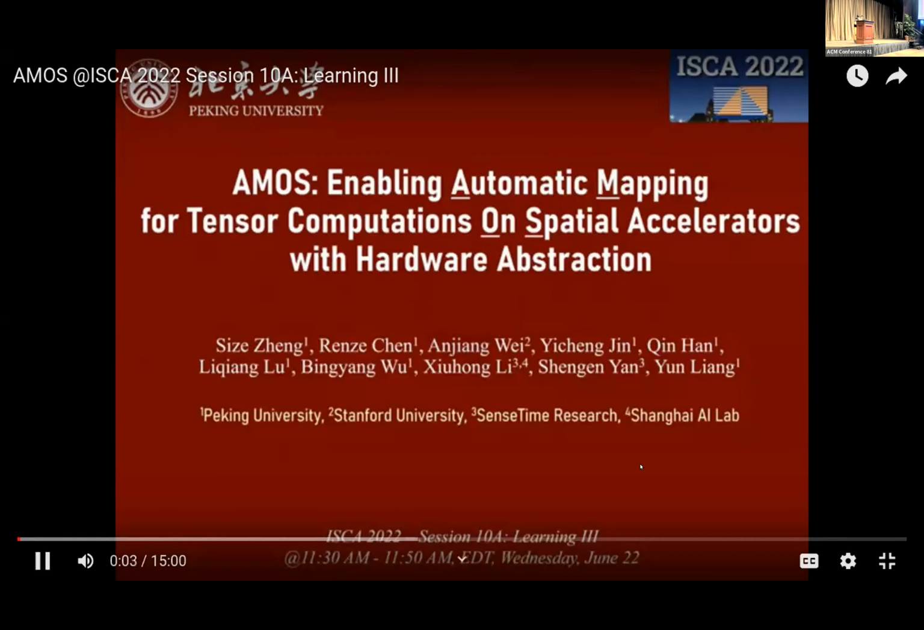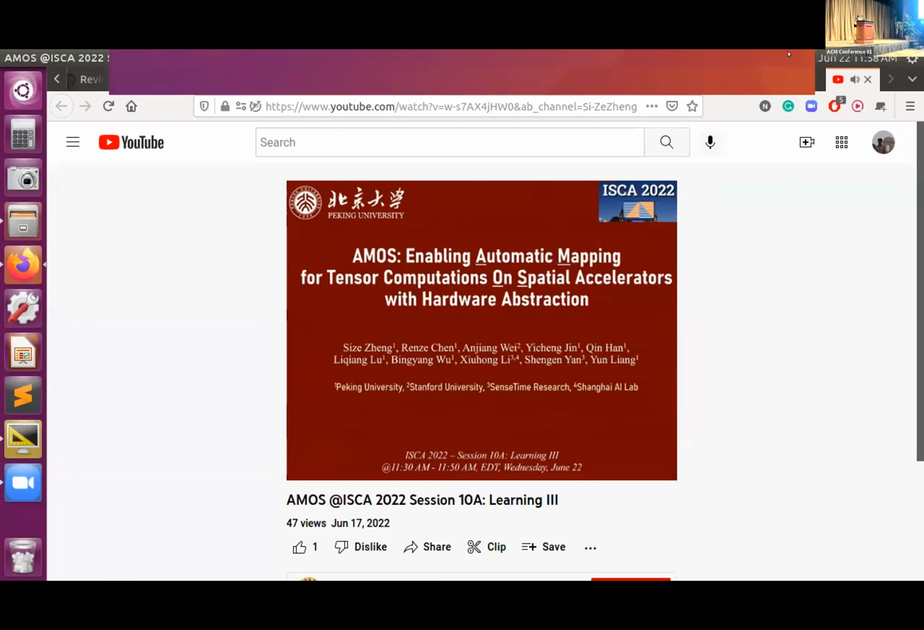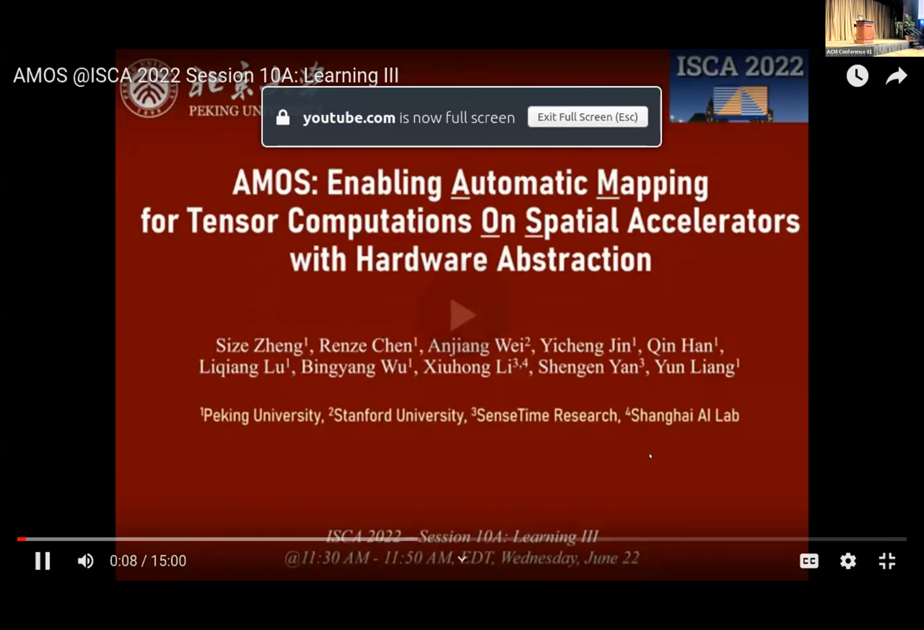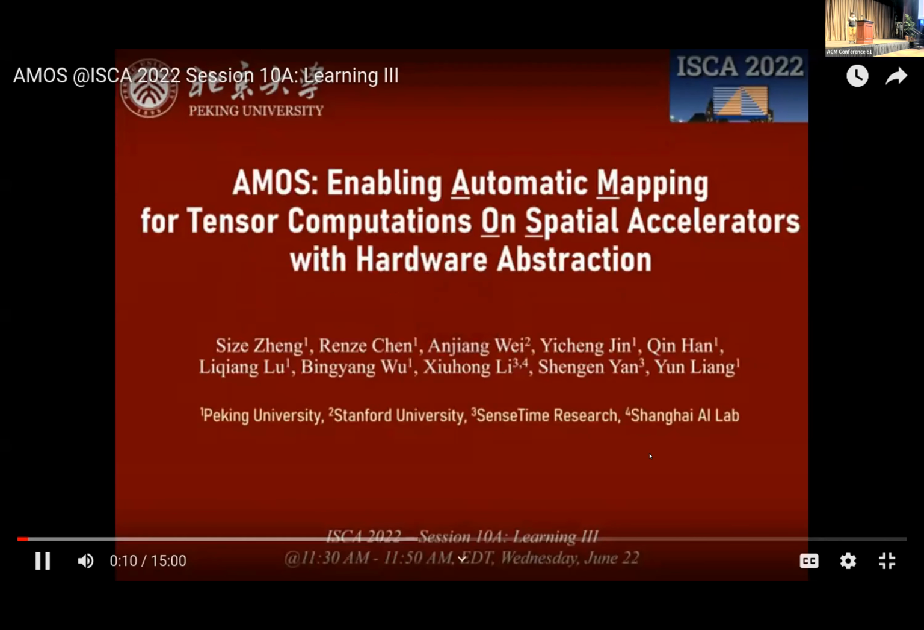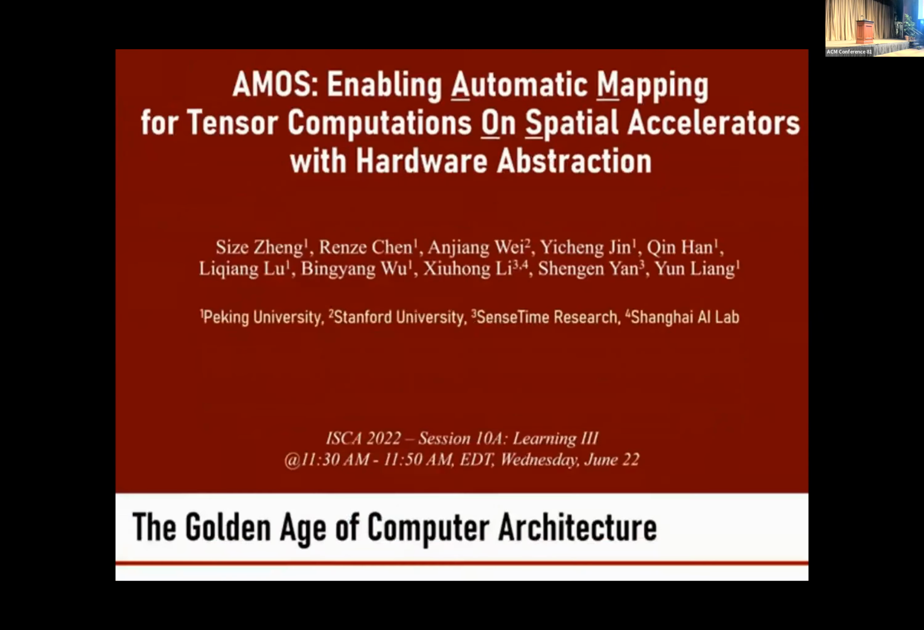Peking University. Today, I will give a talk about our recent work, AMOS. This work is done with students from Peking University and Stanford University, and researchers from Sensetime Research and Shanghai AI Lab under the supervision of Professor Yun Liang.